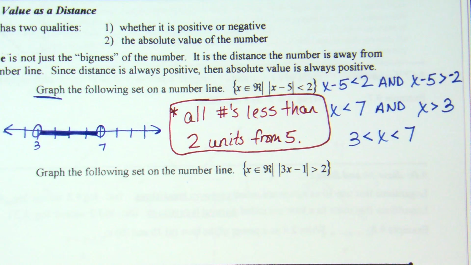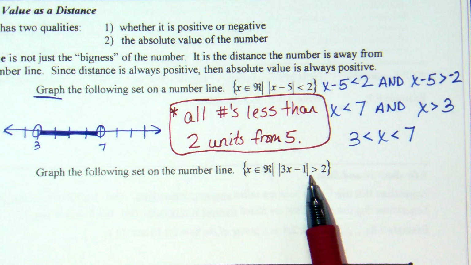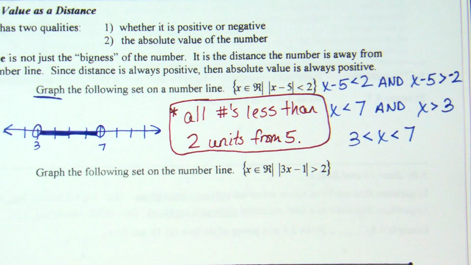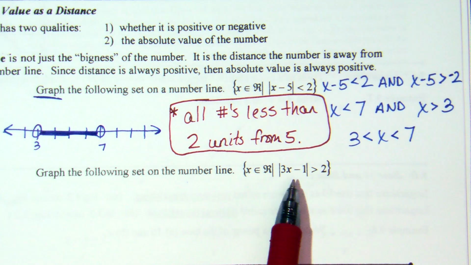It is an or one. This is a greater than statement, right? So a less than statement was an and statement, and the shading went in. This is going to be a greater than statement, so my shading is going to go out.